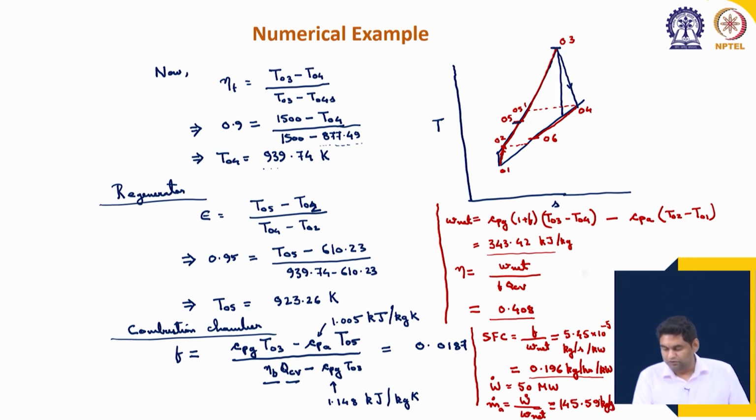You should compare the efficiency with the ideal cycle efficiency. For the ideal cycle, the efficiency comes out to be equal to 0.614, please verify yourself, ideal regenerative cycle. You can see that there is a very large decrease in the efficiency because of all these losses and other variations in the real cycle.